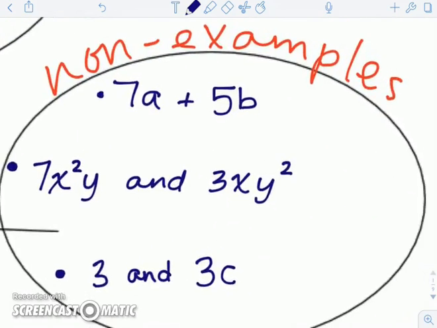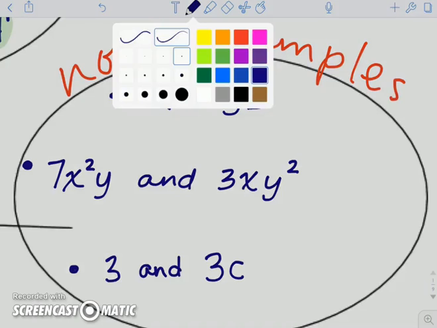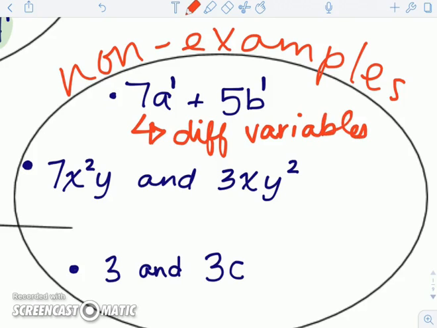Here are some non-examples. 7a and 5b do not have the same variable. Even though they both have exponents of 1, they don't have the same variable. So I'm going to write a note here so I know different variables. Seven x squared y and 3xy squared. Well, my variables are the same. I have x's and I have y's, but if you notice, this x has a squared, whereas this x has a 1. So I have the same variables, but then different exponents.